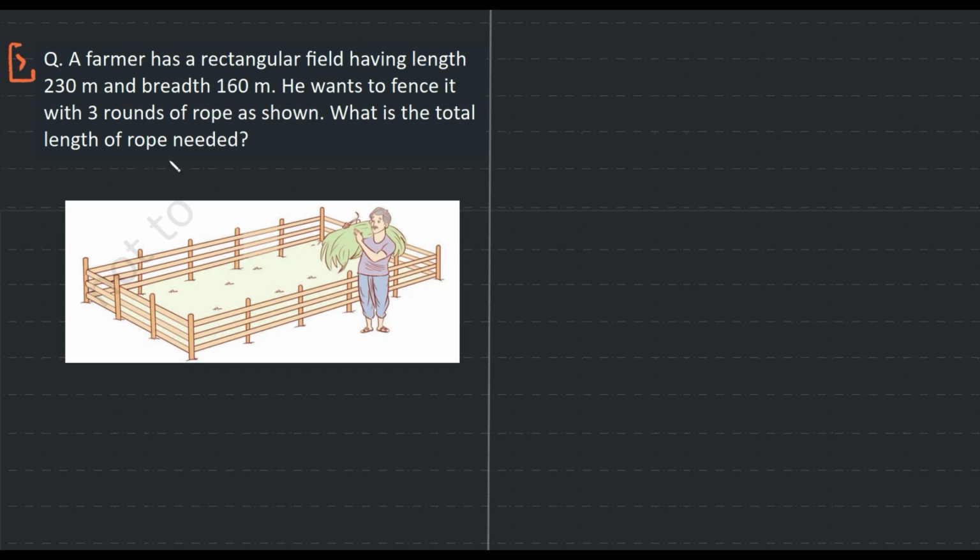What is the total length of rope needed? So how do you figure it out? What is the structure we are looking at? Yes, first thing is we need to figure out that. So we're looking at a rectangle wherein the opposite sides are equal. Length is 230 meters and the breadth is 160 meters.